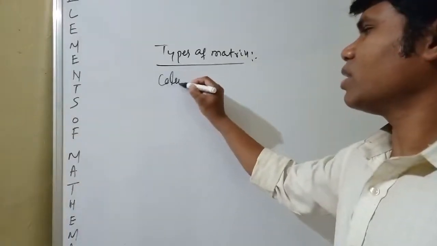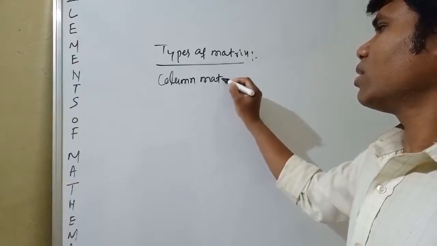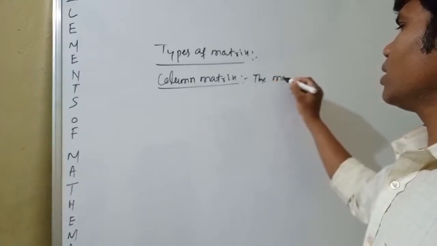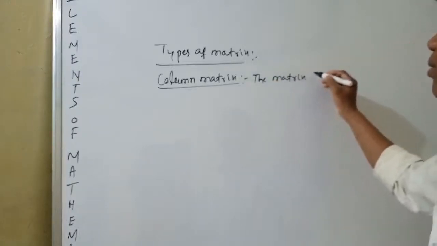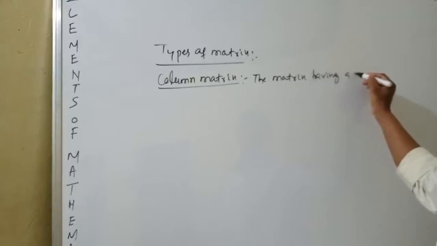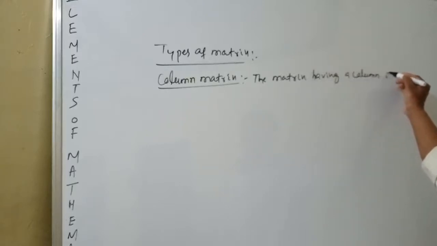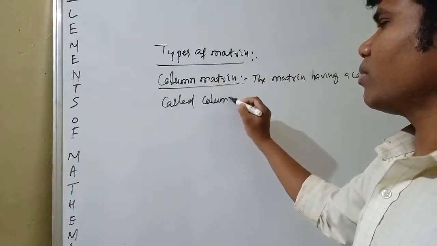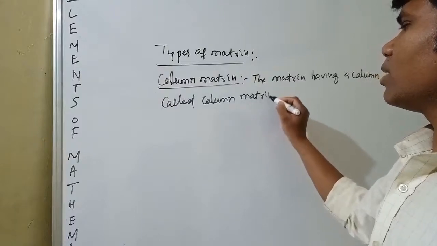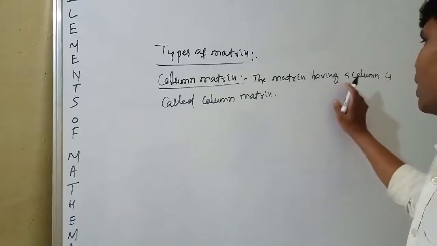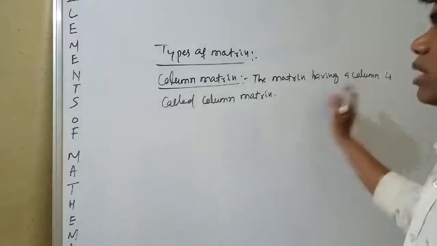Next, column matrix. The matrix having a single column is called a column matrix. The matrix which has a single column is called a column matrix. A means one, a single column.